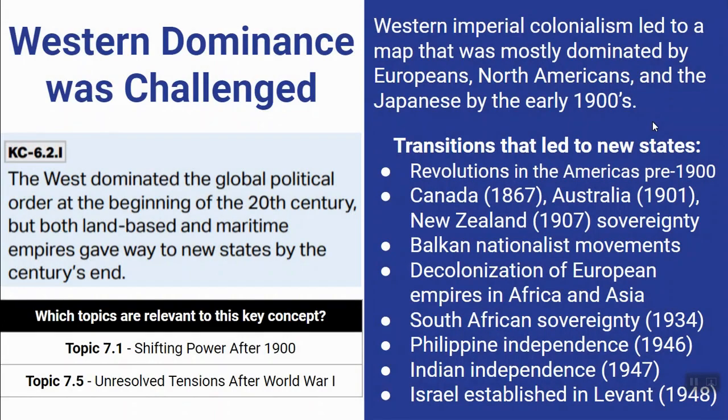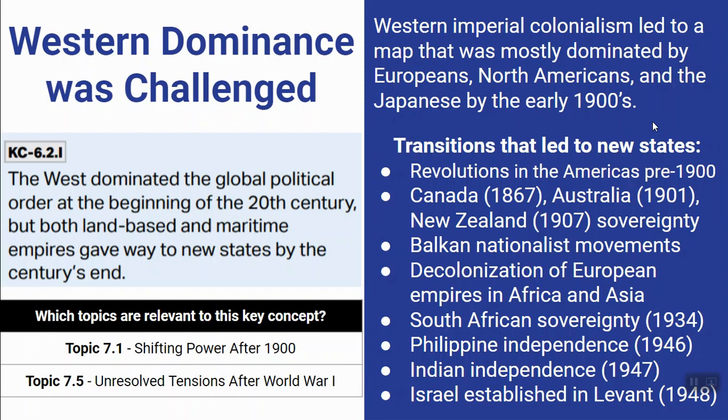Key Concept 6.2.1 says that the West dominated the global political order at the beginning of the 20th century, but both land-based and maritime empires gave way to new states by the century's end. And yes, at the start of the 1900s, the map was largely dominated by the West, and also Japan, which you may or may not consider to be part of the West. And that was true through the early part of the 19th century.